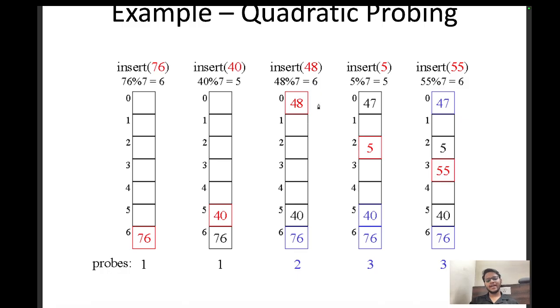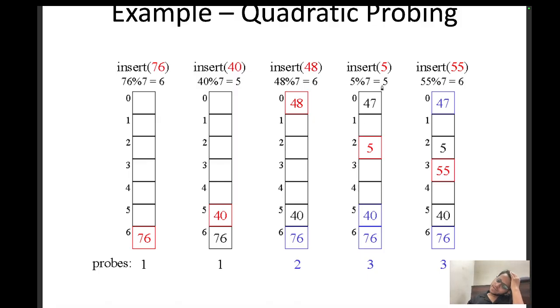So 48 plus 1 is 49, and if we do the square then it becomes 49, and 49 by 7 gives you a value of 0. So the 0th place is free and you can store it here, correct? So the value 48 can be stored in that bucket.